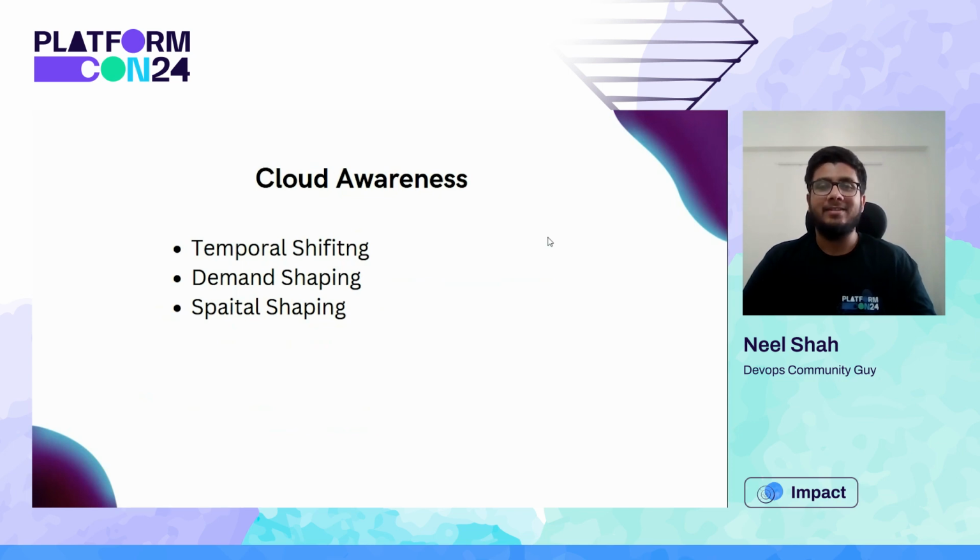Next comes cloud awareness, so how people can reduce it. Reduction is already there, but there are some other things which could be done. So first comes temporal shifting. Temporal shifting is when we have made a resource in a region and scaled up a lot. If it's possible, we can shift resources to the region where the carbon emission rate is lesser. So that's the thing.